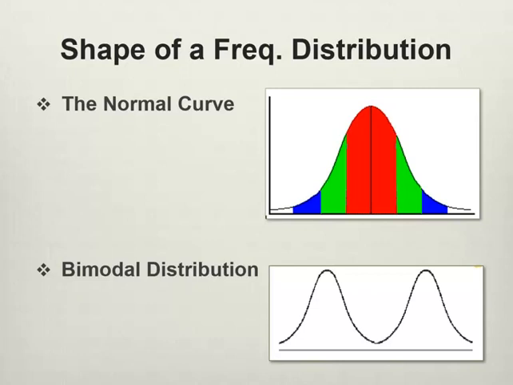One of these shapes is a normal curve. Some things to note about the normal curve is it's reasonably symmetrical. This one happens to be perfectly symmetrical, so if you fold it in the middle, both sides would match up. But if data is close to looking like a normal distribution without being perfectly symmetrical, we'd still probably refer to it as a normal distribution.